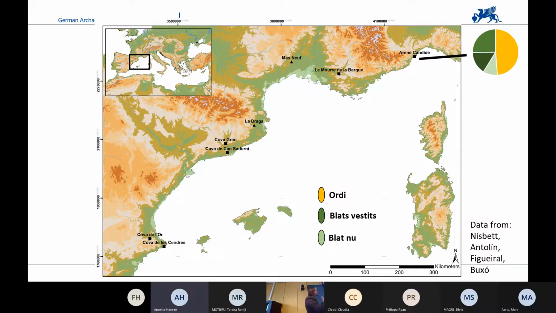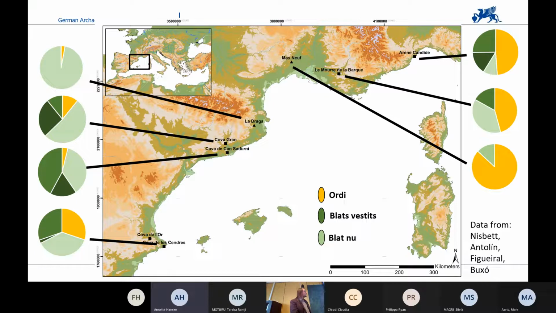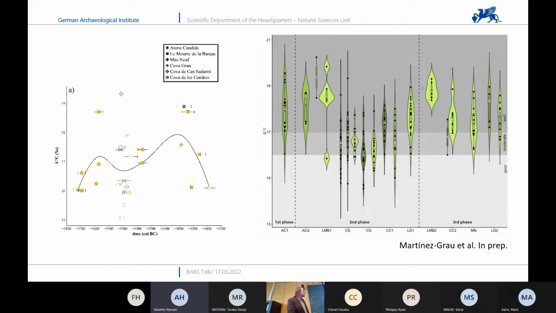At Arene Candide, the crop patterns pretty much mirror what I said is the general trend. So at Arene Candide, which has the earliest deposits, we have more glume wheats. Also in these other sites that are also dated to around 5,400, Cova Gran, Cova de Can Sadurní, Cova de las Cendras, they all have high amounts of glume wheats. And then sites start to appear where either barley or naked wheat are dominant. So we could observe the trends on carbon stable isotopes for these sites.